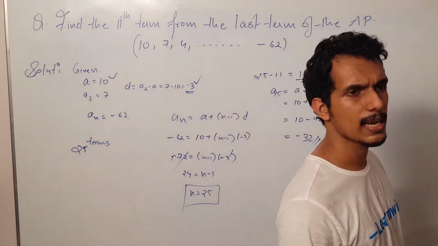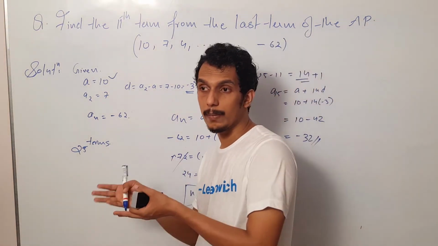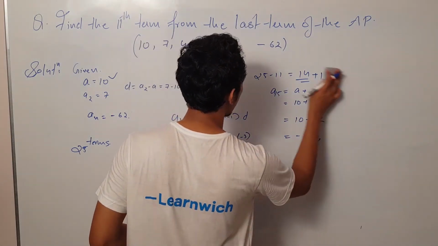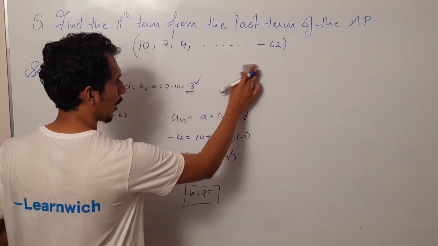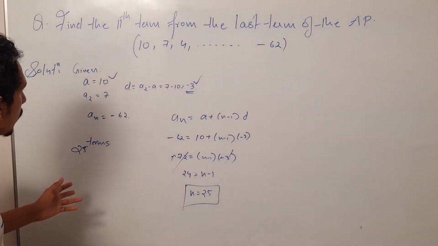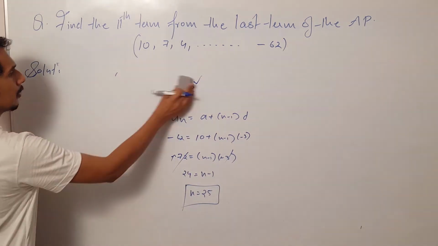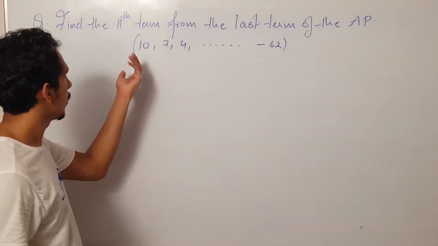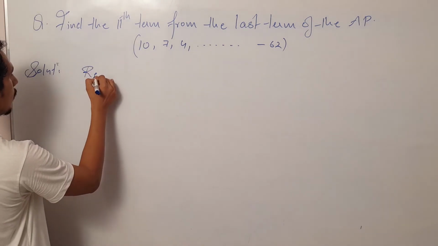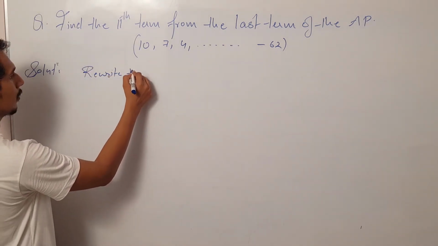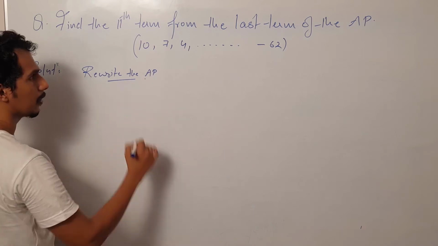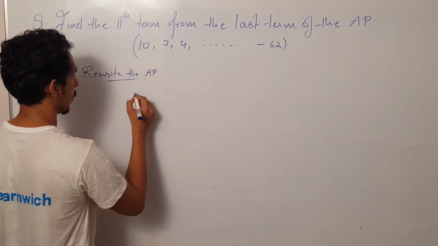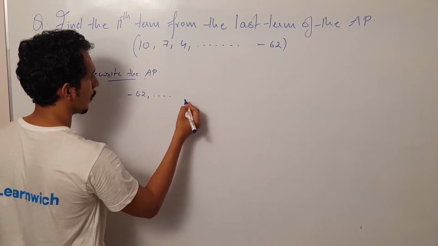When I started this question, I said that if it was from the beginning, then finding the 11th term was very easy. So how about rewriting this AP? You can pause, go back and write whatever is written. How are you going to rewrite? I'm going to write it from the last term to the first term. So that will be minus 62 plus, etc.